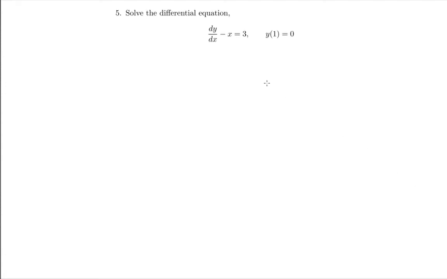In this question, they're asking us to solve a differential equation, dy by dx minus x equals 3, and that y at 1 equals 0. So what does this mean?